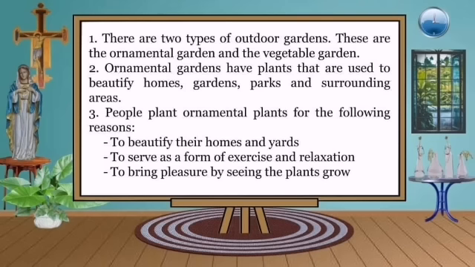Two types of outdoor gardens. These are the ornamental garden and the vegetable garden. Ornamental gardens have plants that are used to beautify homes, gardens, parks, and surrounding areas. People plant ornamental plants for the following reason. First, to beautify their homes and yards. Second, to serve as a form of exercise and relaxation. And lastly, to bring pleasure by seeing the plants grow.